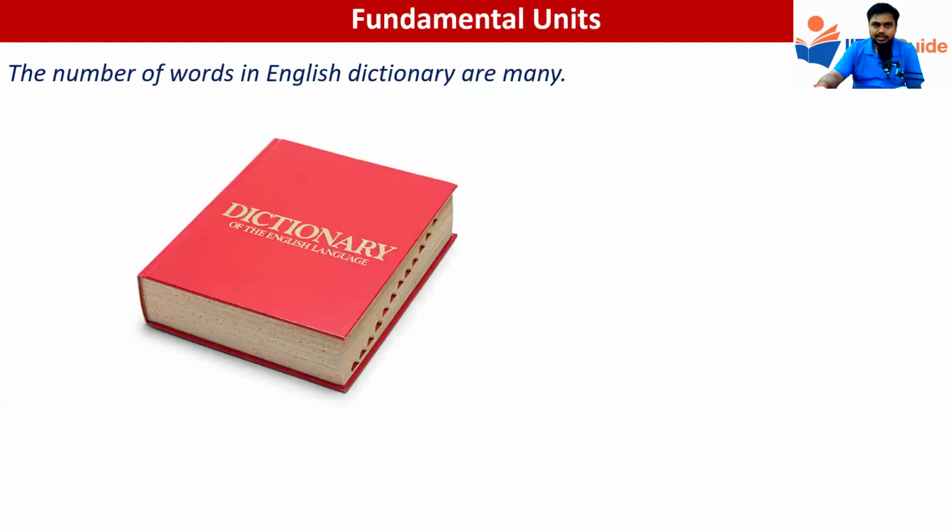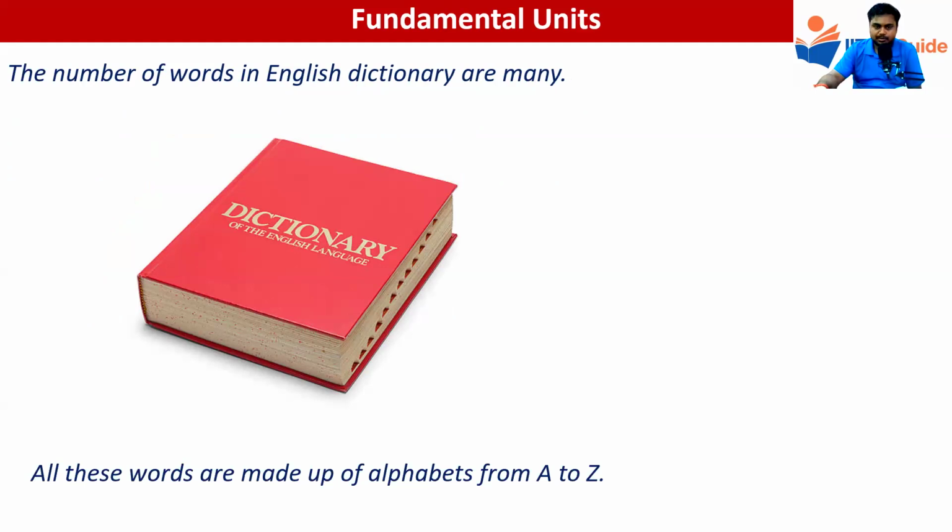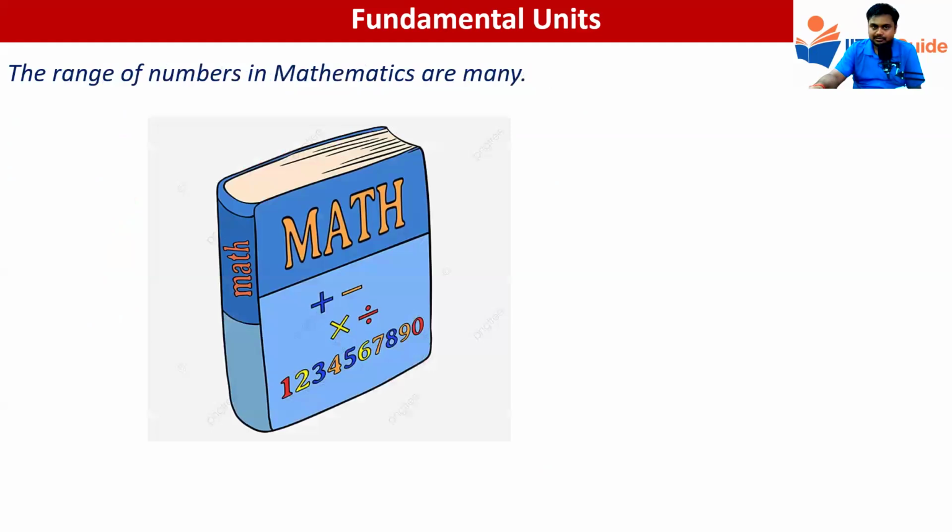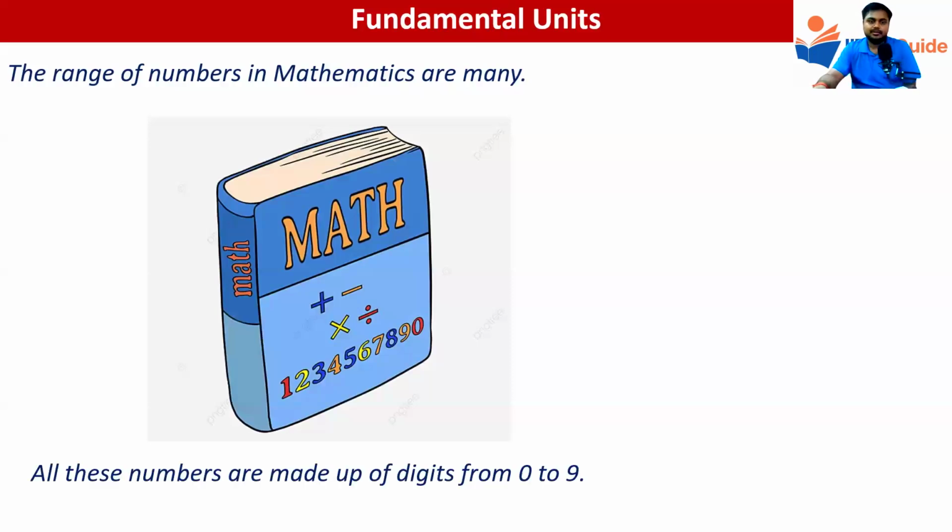Now, the number of words in the English dictionary is many. All these words are made up of alphabets from A to Z. Similarly, in physics also, there are many, many terms, but all of them are made up of these basic units. Likewise, in maths also, there are so many numbers, but the digits from 0 to 9 make all the numbers.